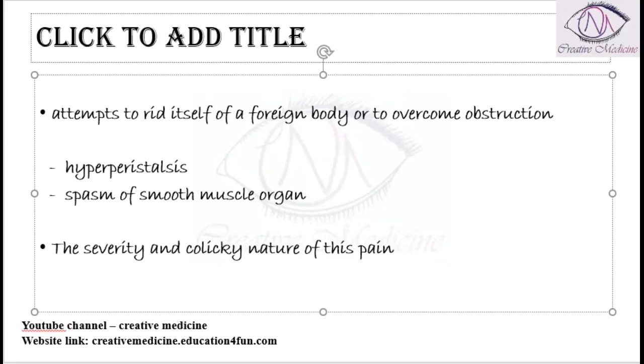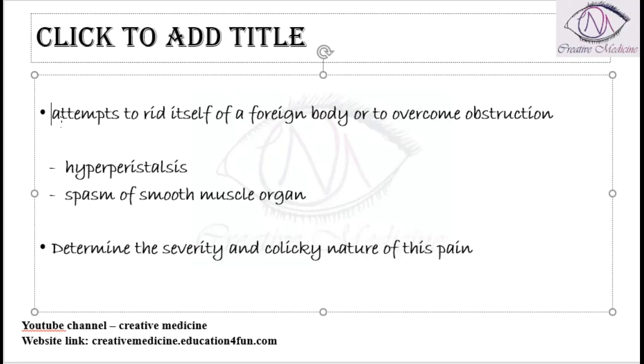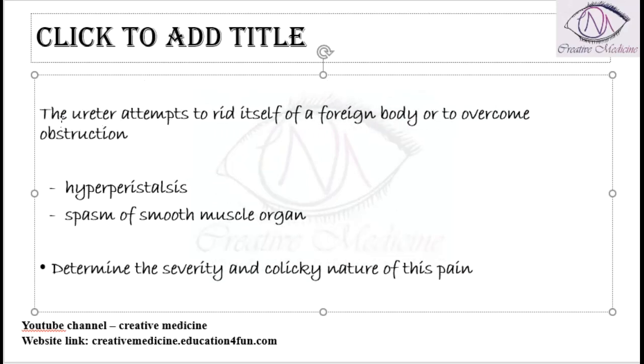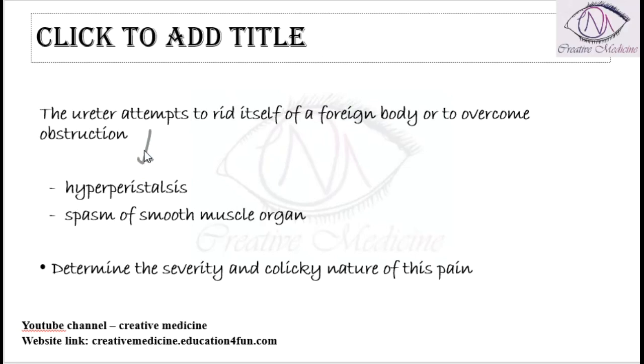Okay, so if we say it clearly, the ureter will attempt to get rid of the stone by itself, or it will try to overcome the obstruction. In order to get the stone away from itself, the ureter undergoes hyperperistalsis. It contracts vigorously along with the spasm. So this contraction and spasm is responsible for the severity and colicky nature of the pain.